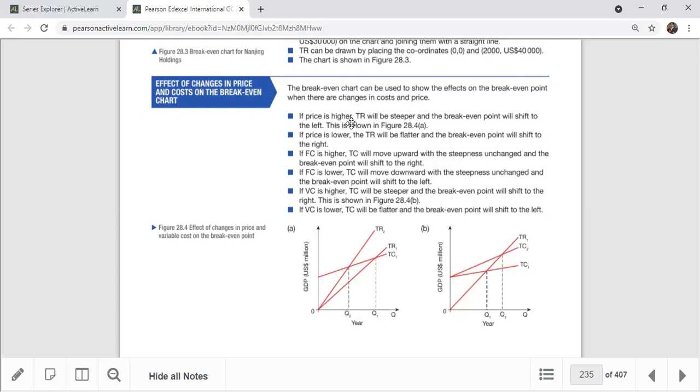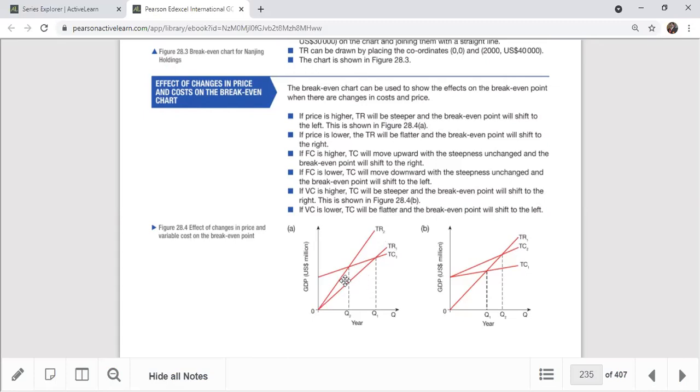If the price is higher, TR will be steeper and the break-even point will shift to the left. So break-even point we can reduce. Because when they increase the selling price, revenue increases, and increasing revenue means break-even will decrease. That means now to break even, we can sell fewer items. Previously it was Q1, now Q2.